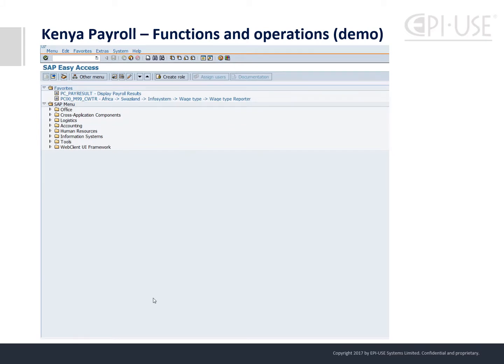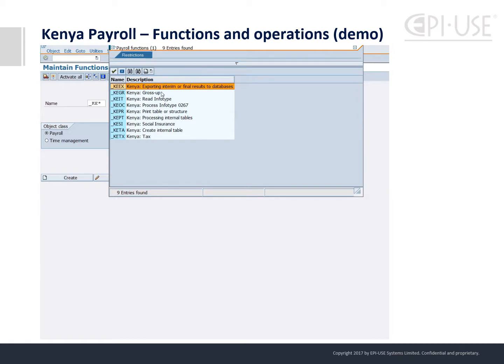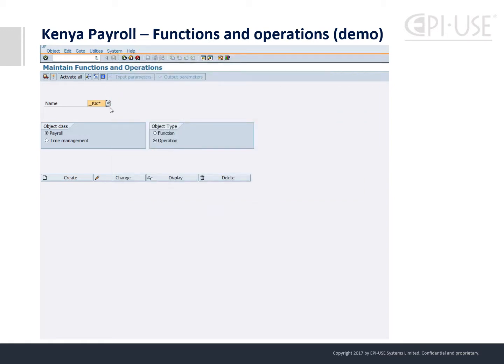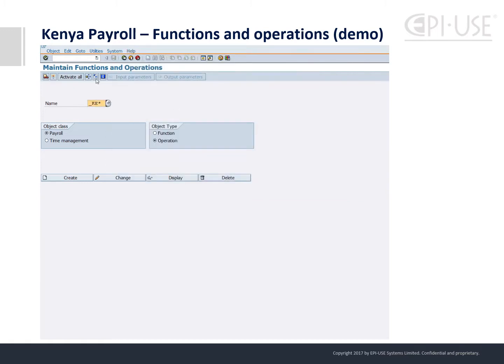The Kenya country version also comes with a couple of functions and operations. If we go to transaction PE04, we will find that all of these will start with an _KE. So if you look at all the functions, we can see a list of all the Kenya specific functions for tax, social insurance, etc., and all the different operations to distribute wage types. So all of these are also provided, the functions and operations that are specific to Kenya.